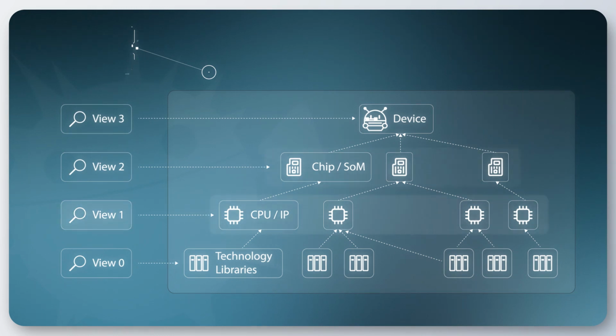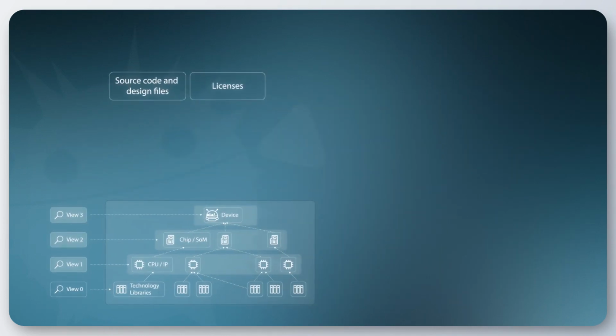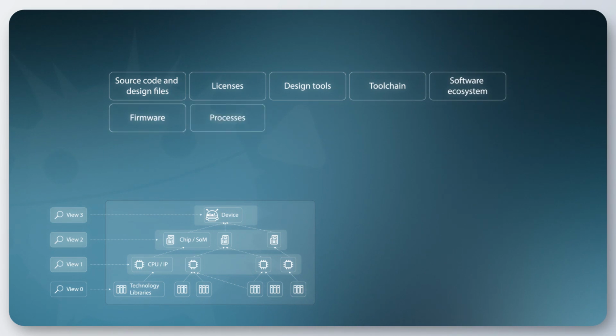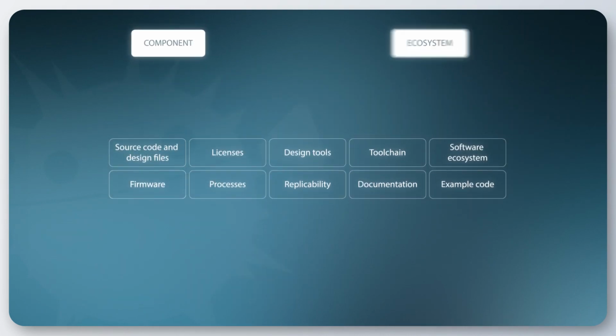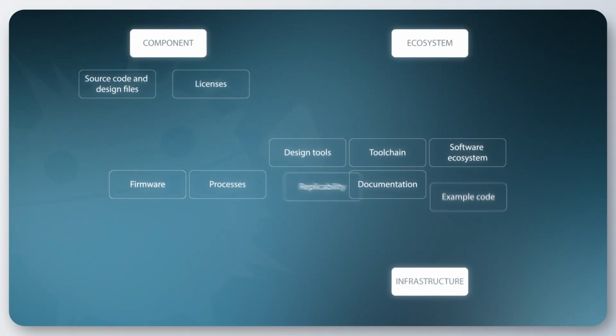For views 3-1, the monitored properties include source code and design files, licenses, design tools, toolchain, software ecosystem, firmware, processes, replicability, documentation, and example code. View 0 will evaluate all properties except software ecosystem, firmware, and processes. To make it even more accurate, ORSHIN groups these properties and weighs them differently based on their category.